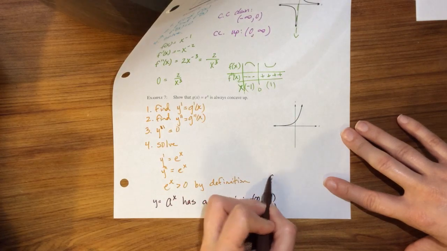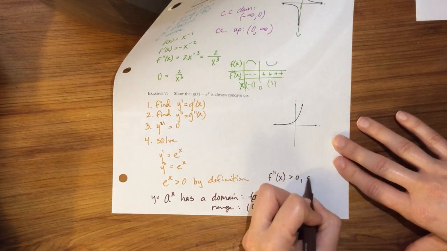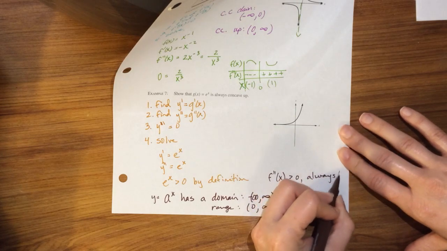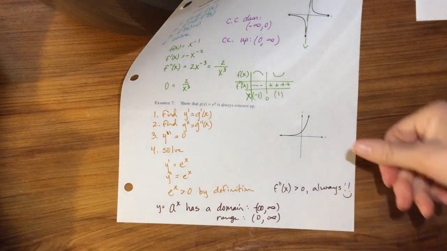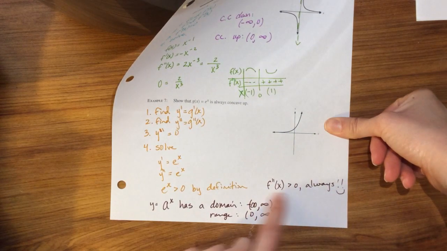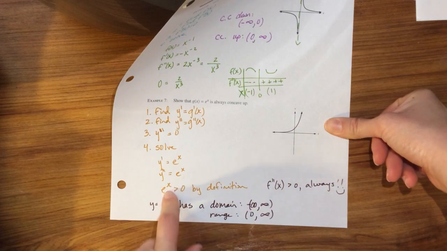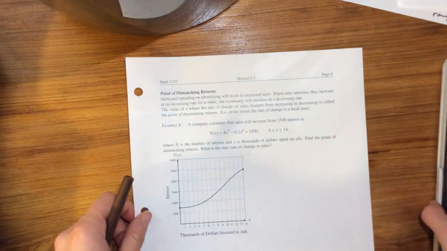Because f double prime is always positive. So you would explain this by saying the second derivative of e to the x is also always positive. Cool. Fun, yeah? Hopefully. Maybe? No, maybe not. That's all right. Okay. All right, last problem.